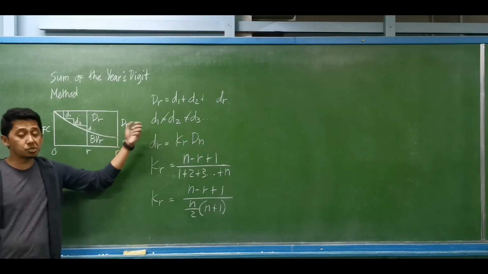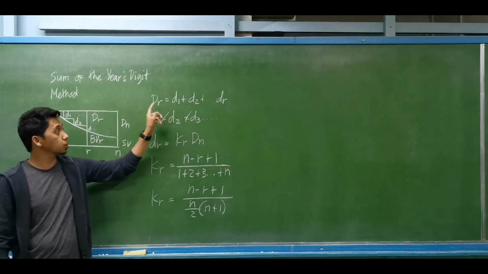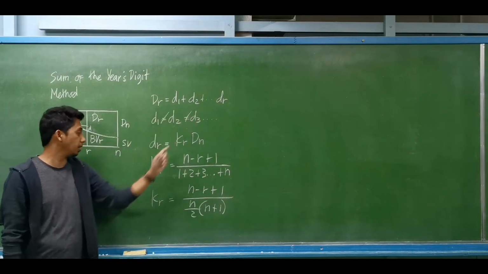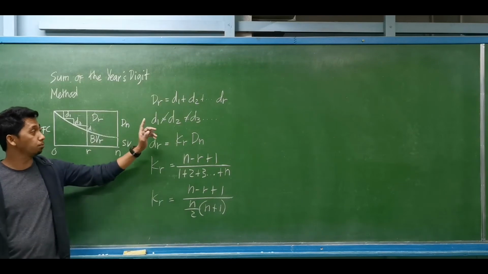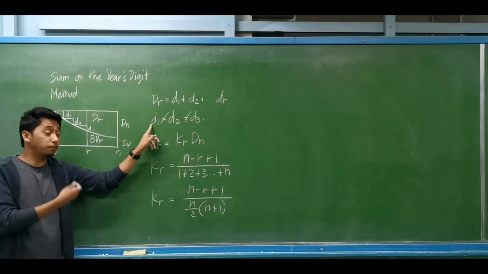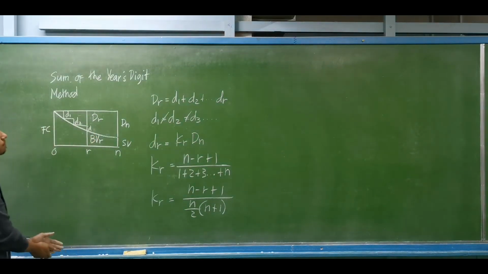So again, this is another non-uniform method. D1 is not the same as D2, as D3. So to determine the accumulated depreciation at r year, you have to sum up. You need to compute the depreciation per year. So let us have an example.